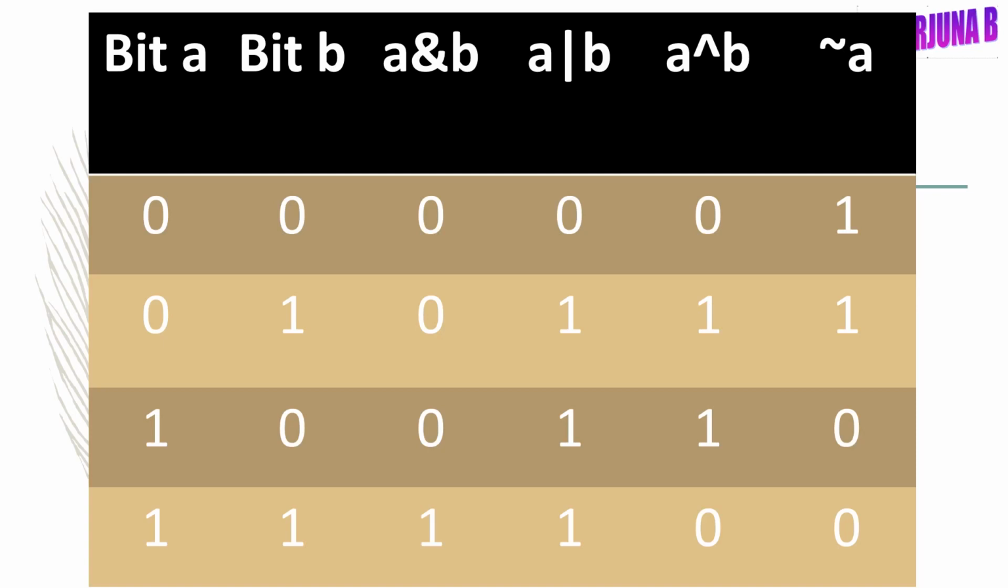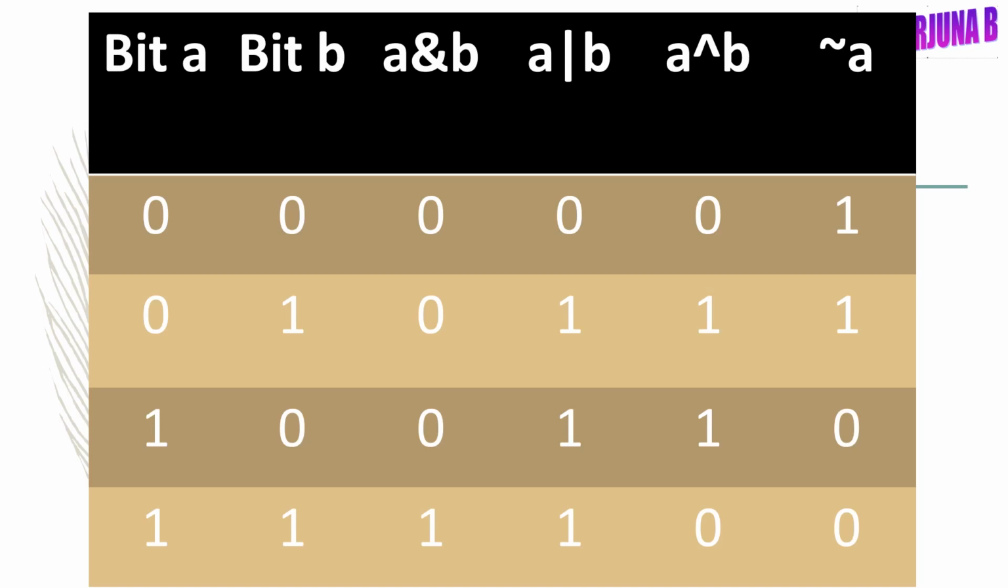For example, consider the bit A and bit B values as 0011 and 0101. In case of a bitwise AND, the result will be 1 if both the bits are 1; in all other cases it will be 0. So we can see that in the third column. The next one, bitwise OR. In this case, the result will be 1 if any one of the bits is 1. If both the bits are 0, then the result will be 0. That we can see in the fourth column as 0111.